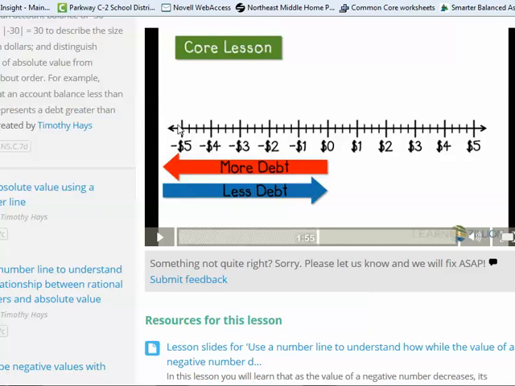So if someone has -5 and someone has -2 debt, the -5 is in more debt, okay? But it's further away from zero, okay? So it's a little bit tricky to think about.